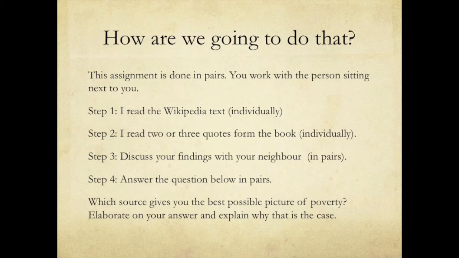Step 1. We will read through the Wikipedia text with the entire class. Step 2. We will read through a few quotes from the book. Students will discuss their findings in pairs with a neighbor and answer the question below in pairs. We will discuss their answers in plenary. The question is which source gives you the best possible picture of poverty? Elaborate on your answer and explain why that's the case.